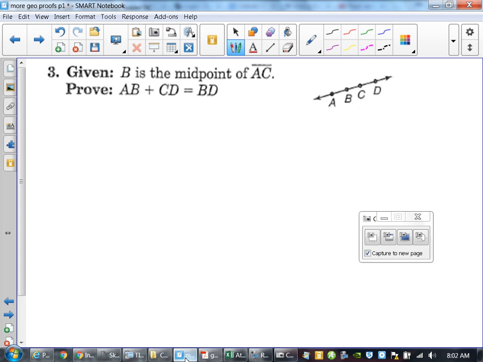Anyway, what does your progression sheet tell you to do if you have a midpoint?